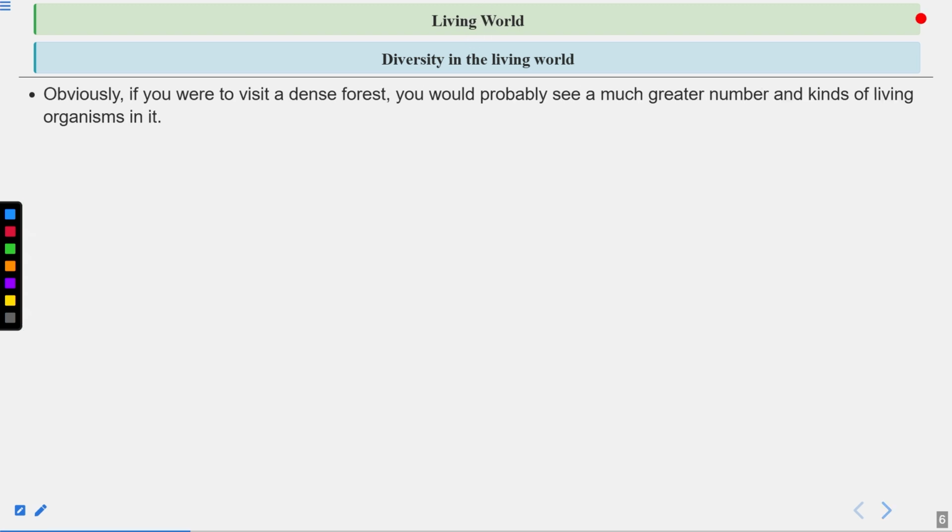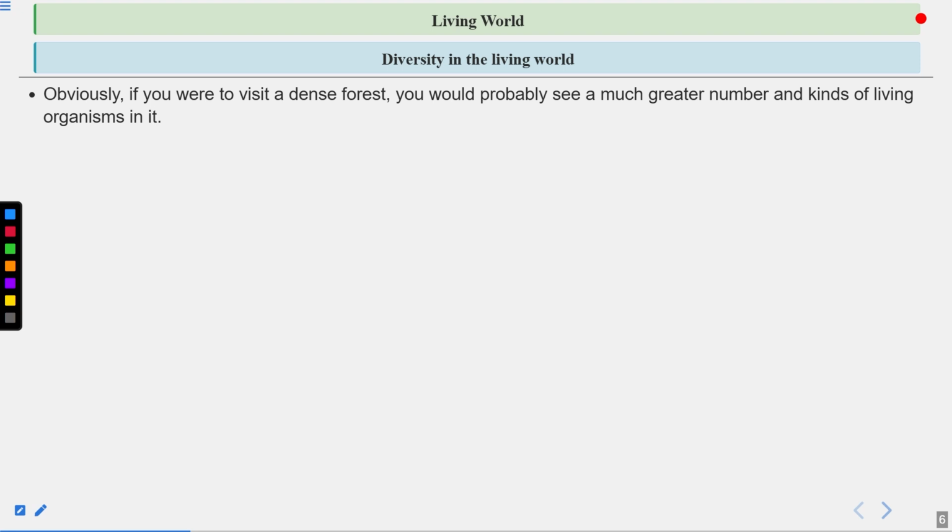Obviously, if you were to visit a dense forest, you would probably see a much greater number and kinds of living organisms in it. A dense forest supports a lot of biodiversity because there is a lot of organic matter there, a lot of food for the other organisms to consume. The climate in these forests is also suitable for the growth of different kinds of organisms. So in a dense forest or a tropical rainforest, you will probably see a much greater number and kinds of organisms.